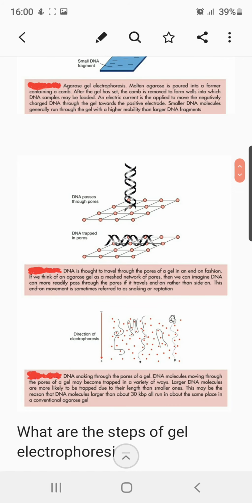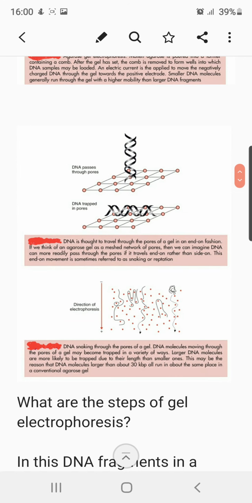So when the wells are loaded with the DNA molecules and an electric current is applied, what happens? The direction of electrophoresis ensures the movement of the DNA molecules from the negative potential to the positive potential. DNA snaking through the pores of a gel is shown here, in which the DNA molecules moving through the pores of a gel may become trapped in a variety of ways, as you can see in the picture shown above.